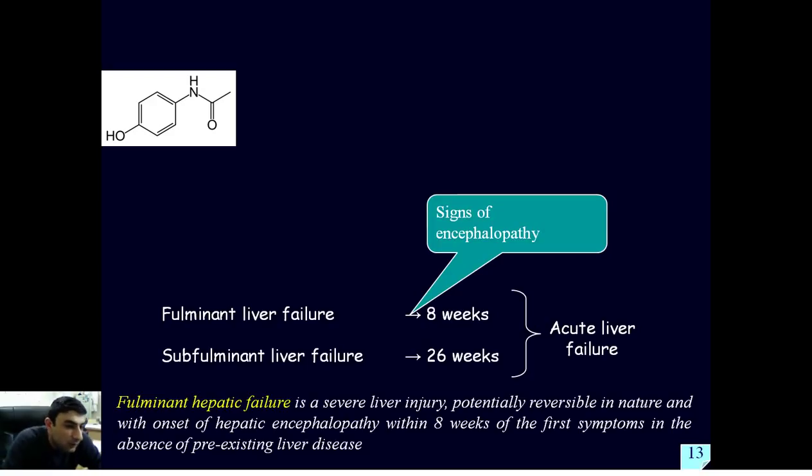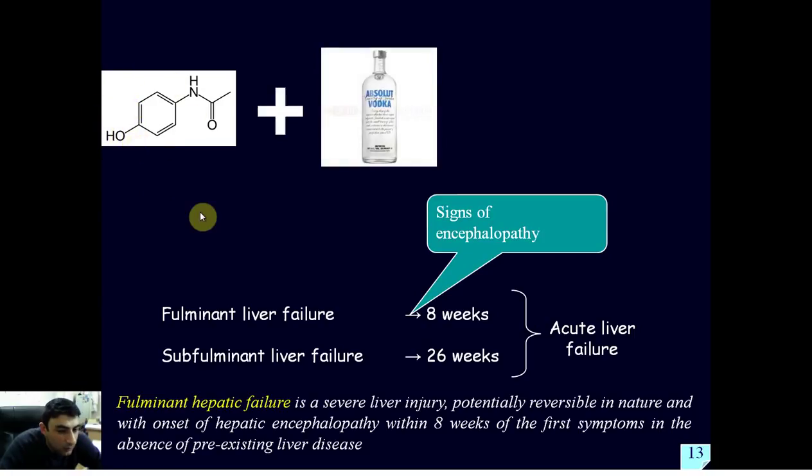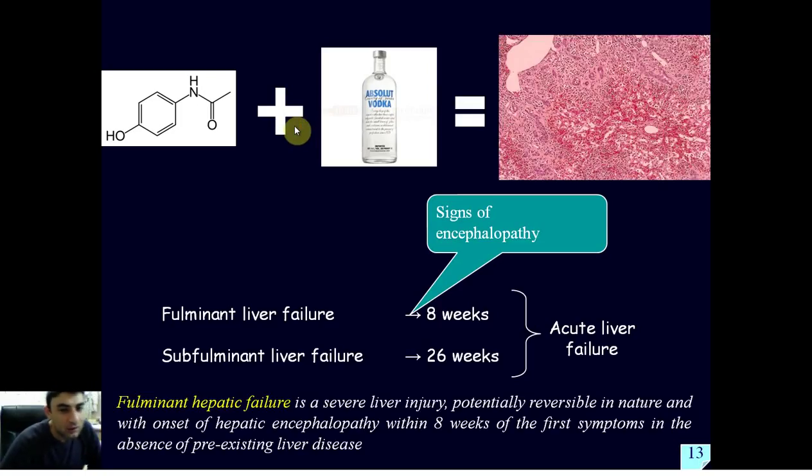And a good example of this could be considered, especially in developed countries, the drug mentioned above. Hopefully you recognize that this is acetaminophen, which is so commonly used as a painkiller, and especially if it is combined with alcohol, it results in serious destruction of hepatocytes, serious damage to hepatocytes, with such a morphological picture as we see here.